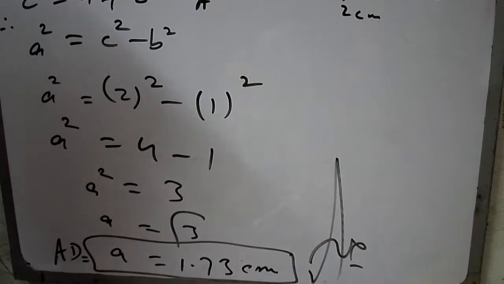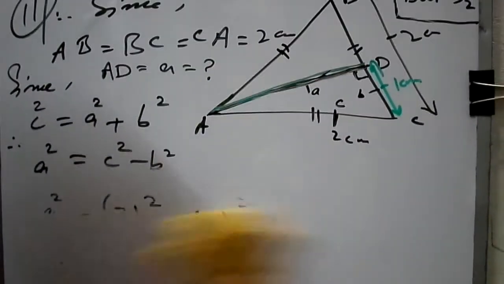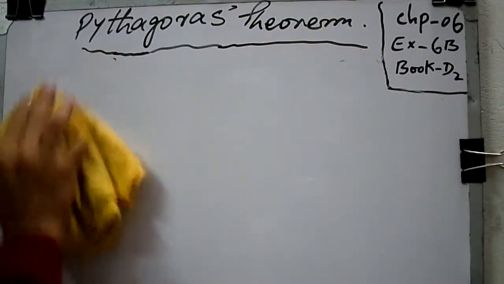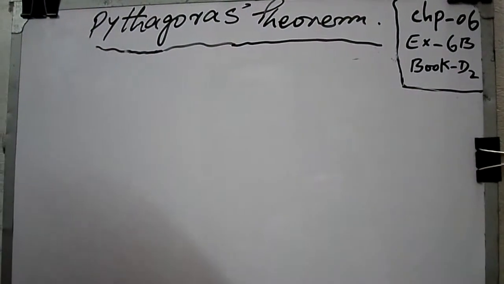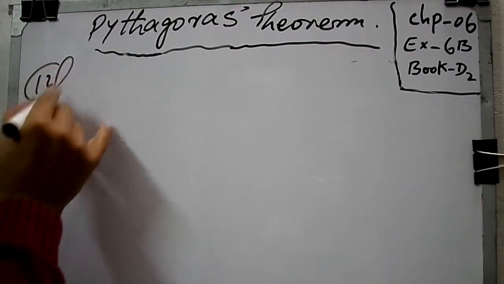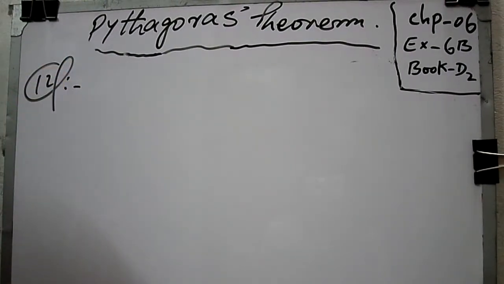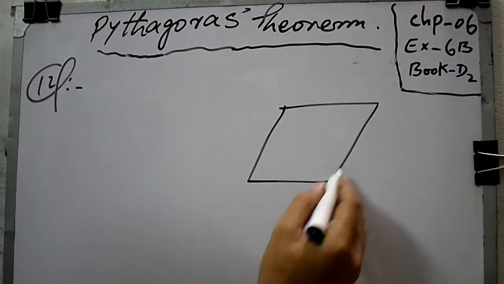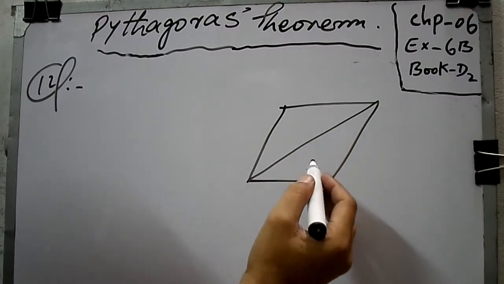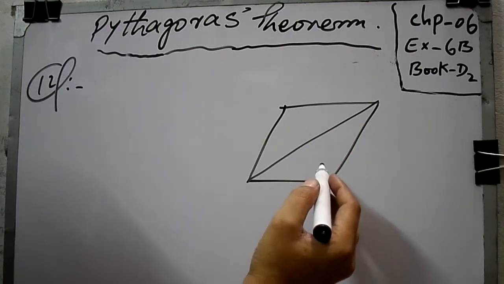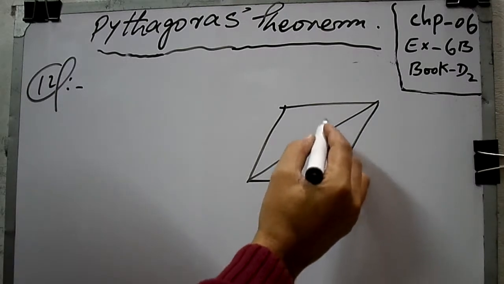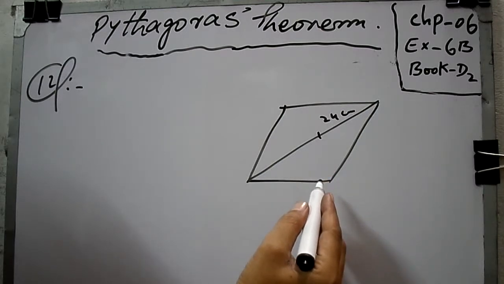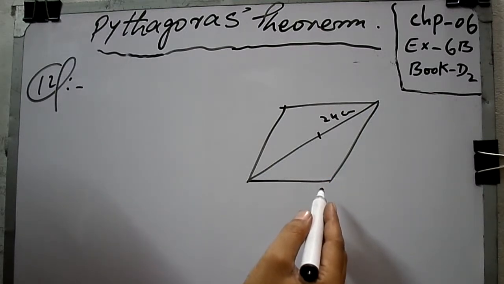Now coming to question number 12. In question number 12, one diagonal of a rhombus is 24 centimeters. Once again, roughly you have drawn it. That is your 24 centimeter, and find the length of the other diagonal if each side of the rhombus measures 13.